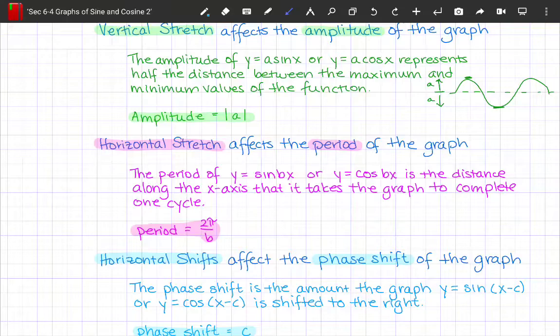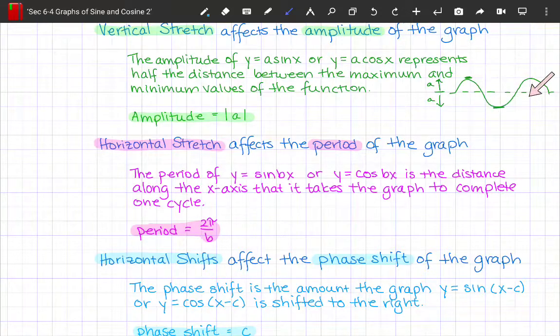There are other terms that are often used instead of terms we're familiar with in math. Like we have vertical stretches, but when we're talking sine and cosine waves, the vertical stretches actually affect what we call the amplitude of the graph. Now here's a definition for the amplitude. The amplitude is half the distance between the max and the min values.